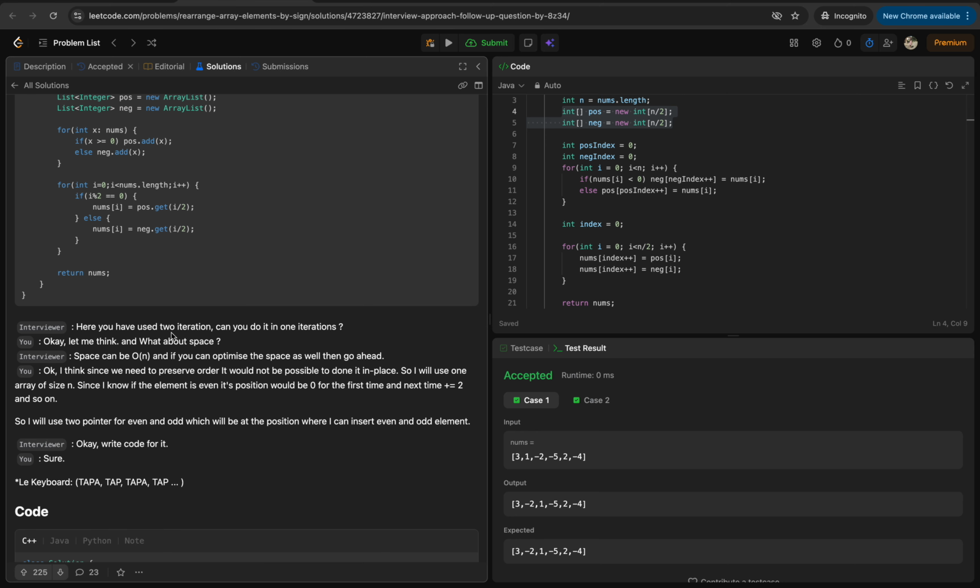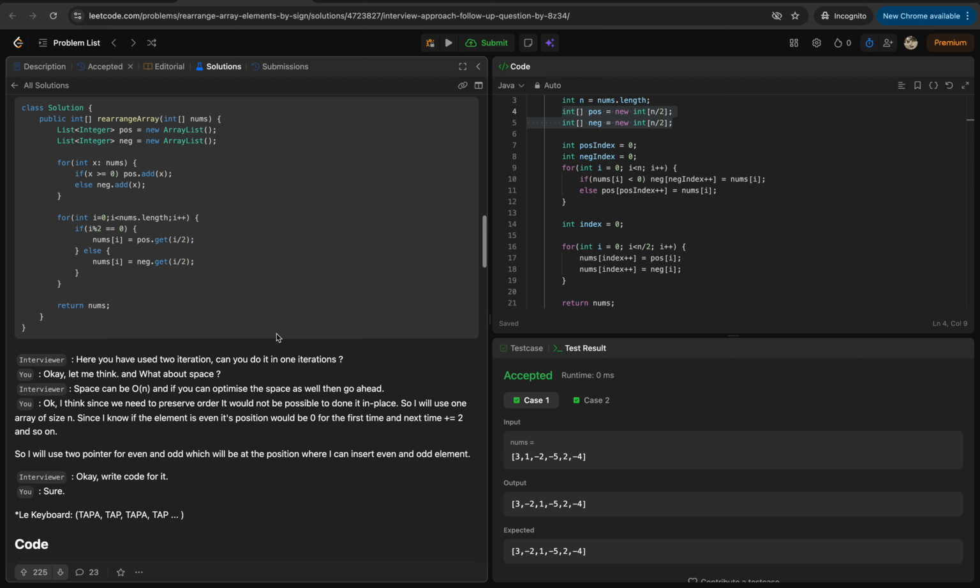Here you have used 2 iterations. Can you do it in 1 iteration? Okay, let me think. What about space? Space can be order of n. If you can optimize space, we are good.